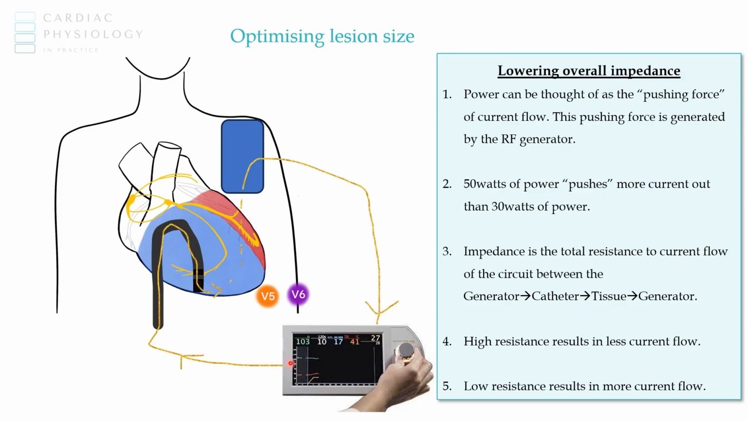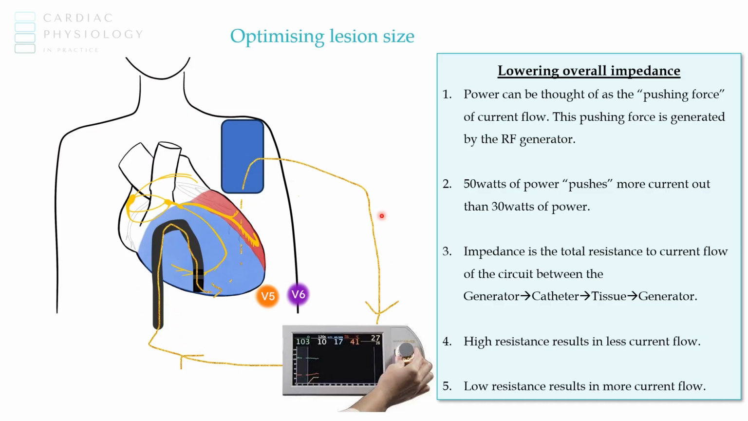And so the generator will very strongly push current through the wires connected to the generator, to the catheter, through the wires in the catheter, out from the catheter electrode tip, and then through the tissue, and then it's collected by the indifferent electrode, and then back to the generator again. So this is your circuit. Current is constantly flowing like this.